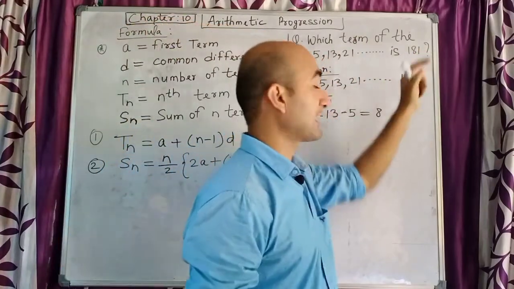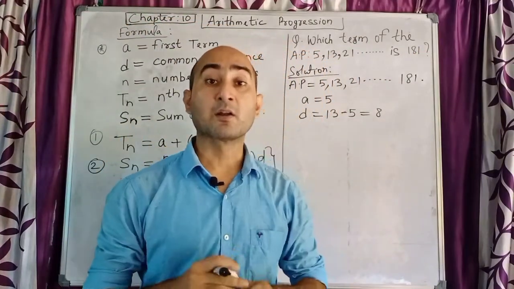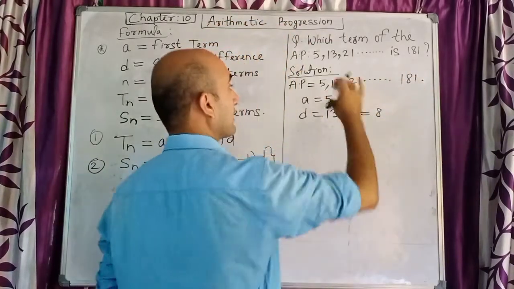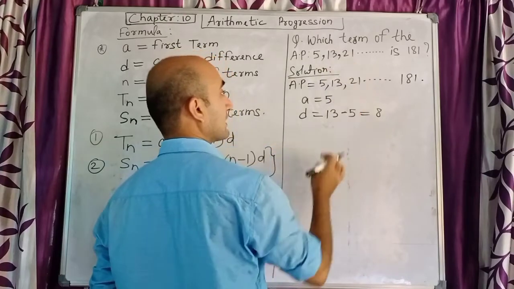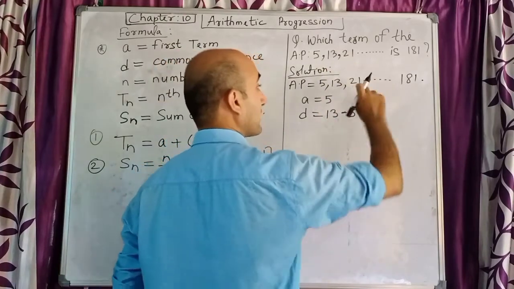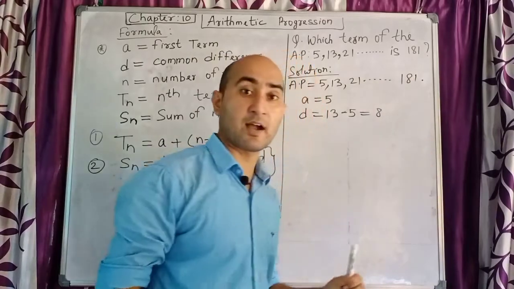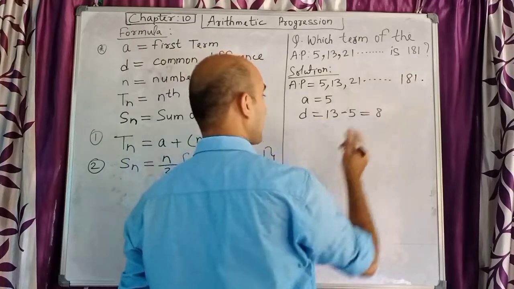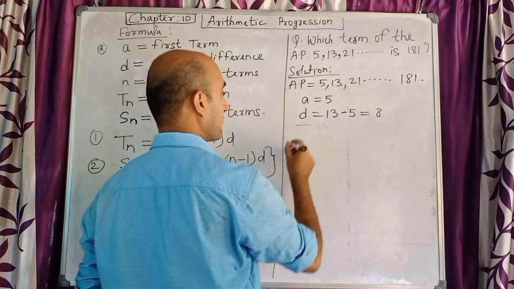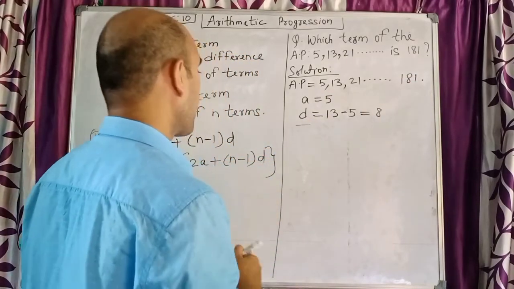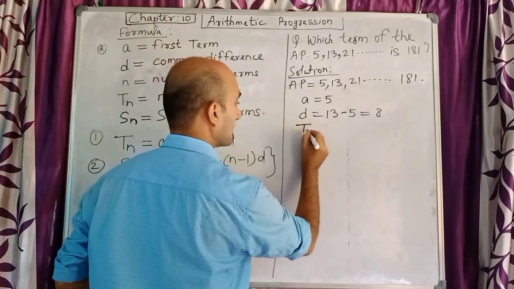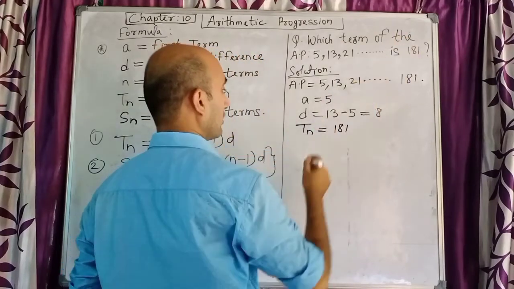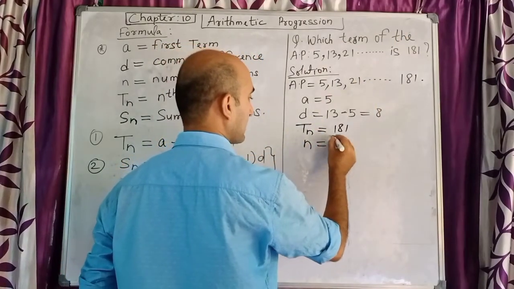Your question is which term of the AP is 181. Now you have to find the term. Number of terms means, while counting, 181 falls on which number? First number is 5, second number is 13, third number is 21. Now what will be the number of 181? That means you have to find n. The last number is called Tn, children. Very important to understand, the last number is called Tn. So here my Tn is 181, but I do not know the number of terms. That means n is a question mark here.